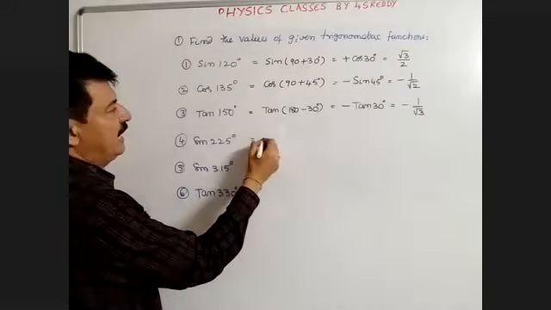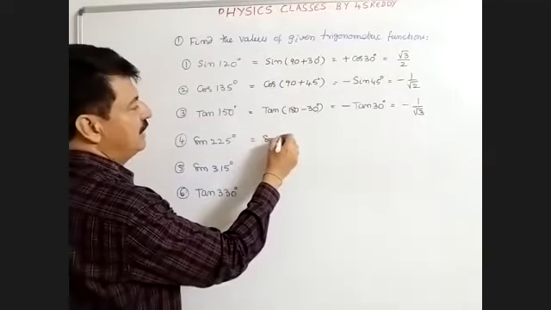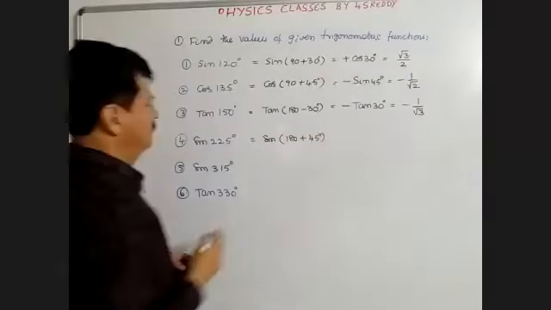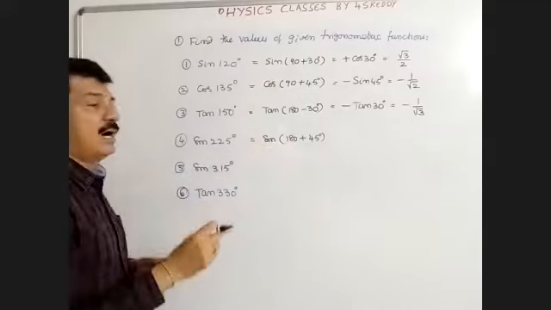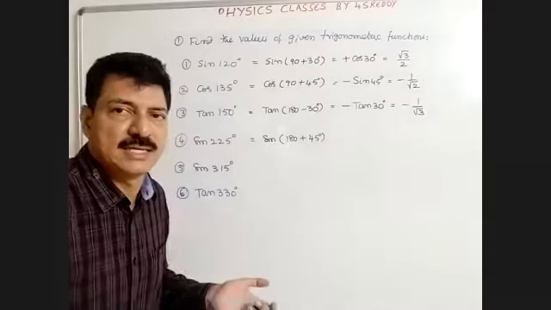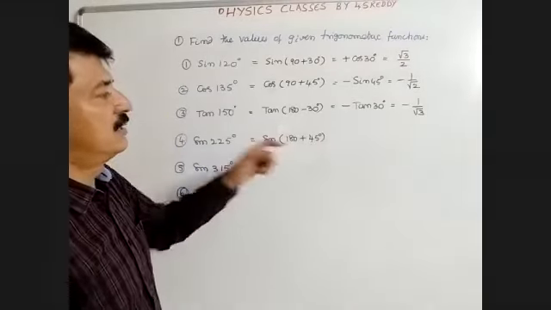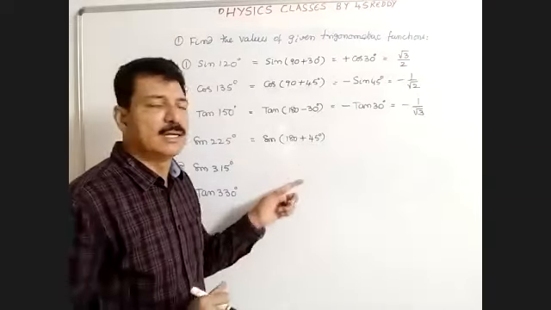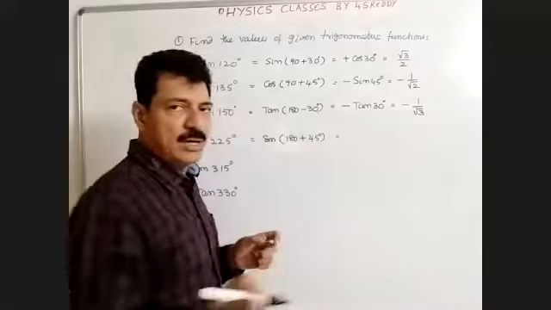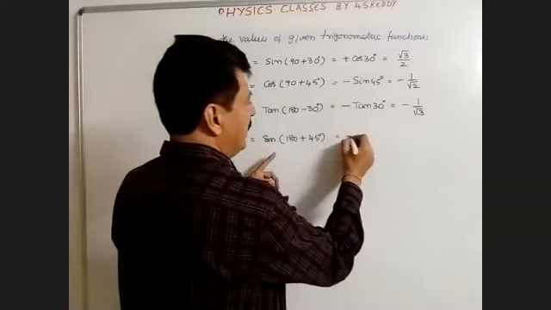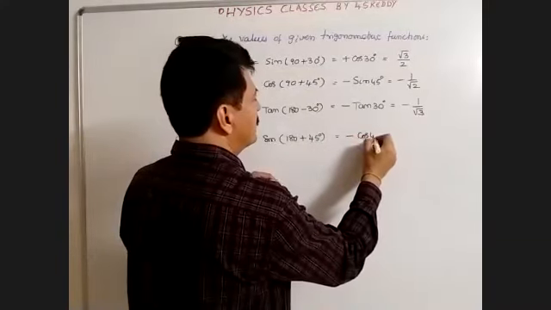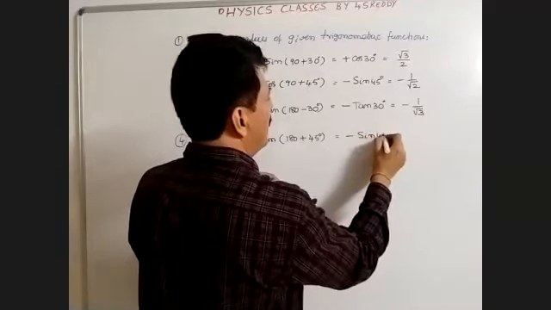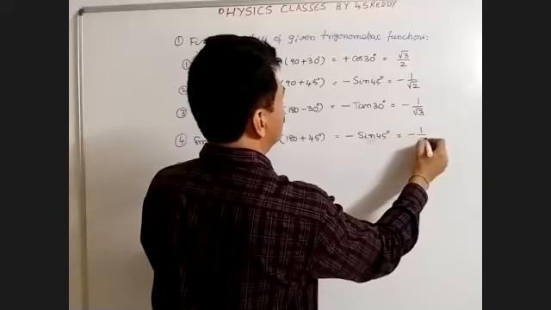Next one, sin 225, sin of 180 plus 45, can I write? Sin 180 plus 45 or 270 minus 45, both are same again. In that case, sin 180 plus theta, that lies in the third quadrant. In third quadrant, tan only positive. So sin must be taken as a negative, minus sin 45 because the function remains unaltered. So minus 1 by root 2.